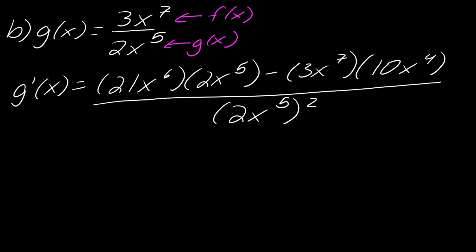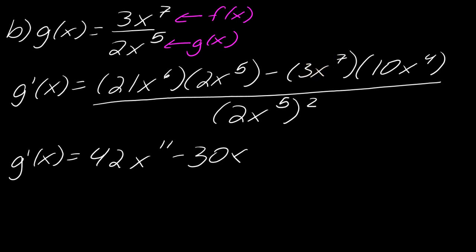Now I want to work this all the way out, so we're going to do a little bit of a lift here with the algebra. If I multiply these two pieces together, this is going to be 42x to the 11th. And then this part here is going to be 30x to the 11th. Interesting, x to the 11th. All of this over, this thing squared, which is 4x to the 10th.